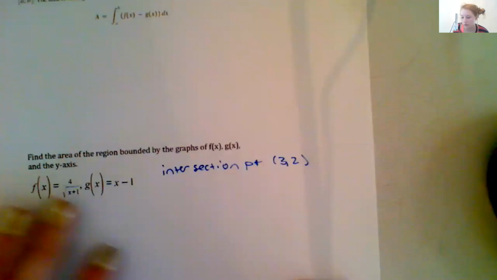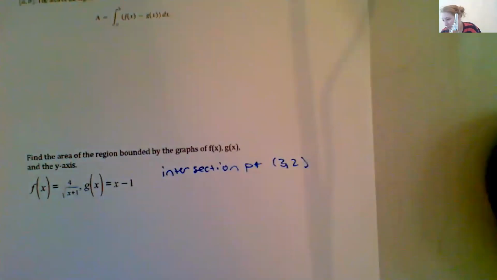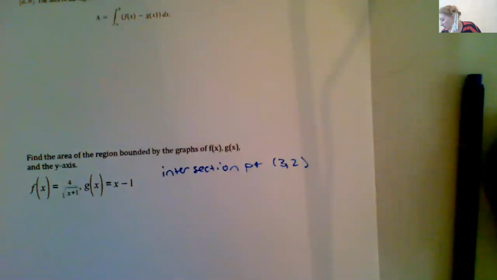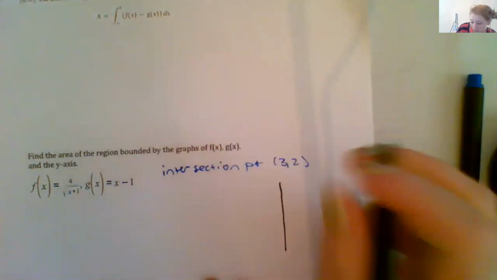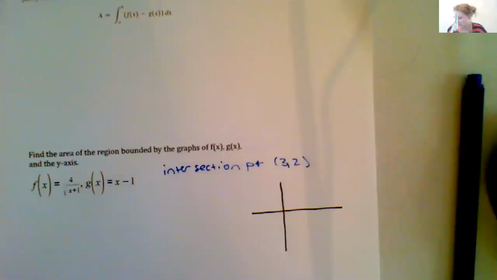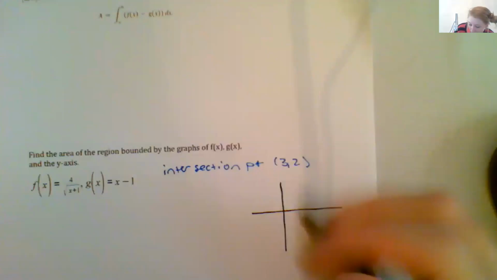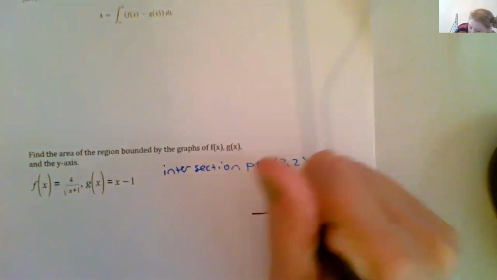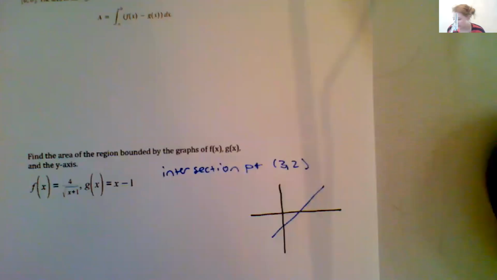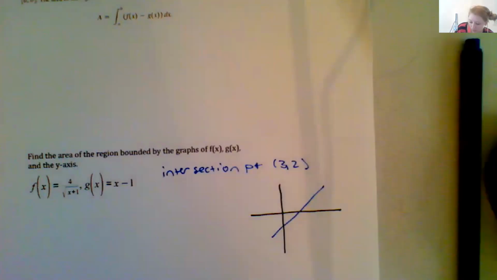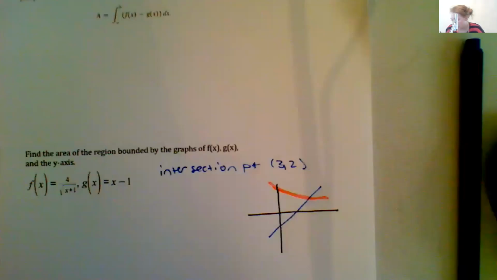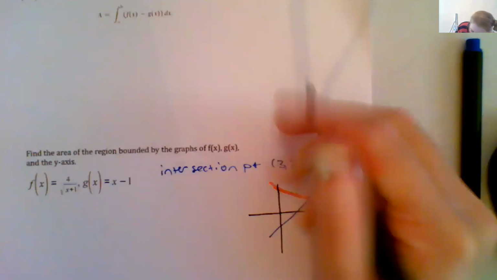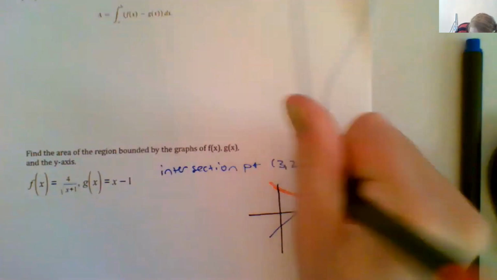Okay, so I'm just going to do a little sketch so that I have that to refer back to, so I don't have to keep flipping to the camera. So we had something that looked like this, and this, and this point right here was 3, 2. Okay, and we were trying to find this area.